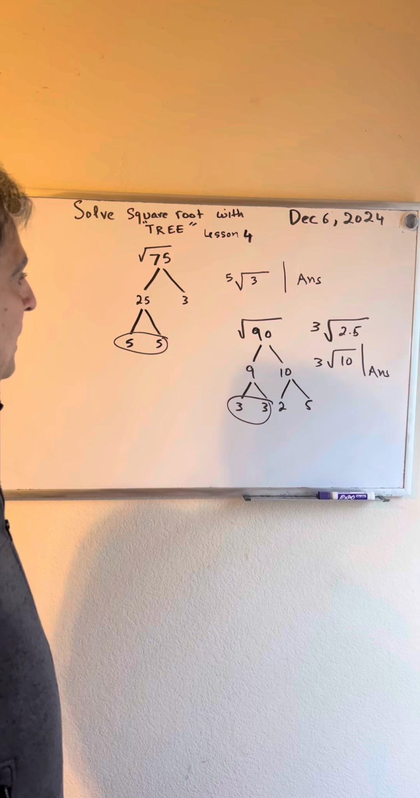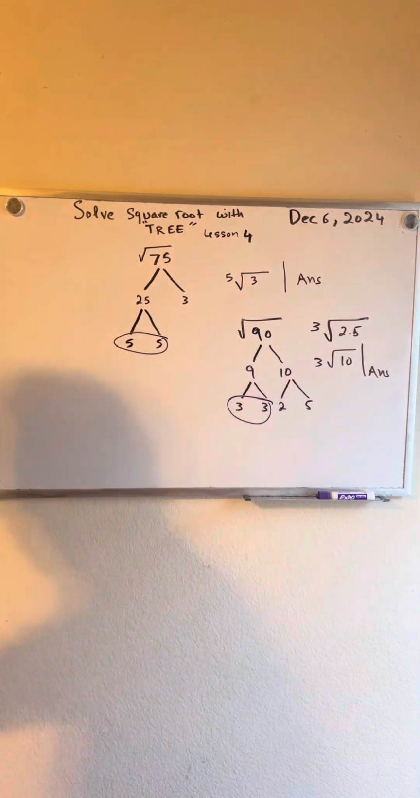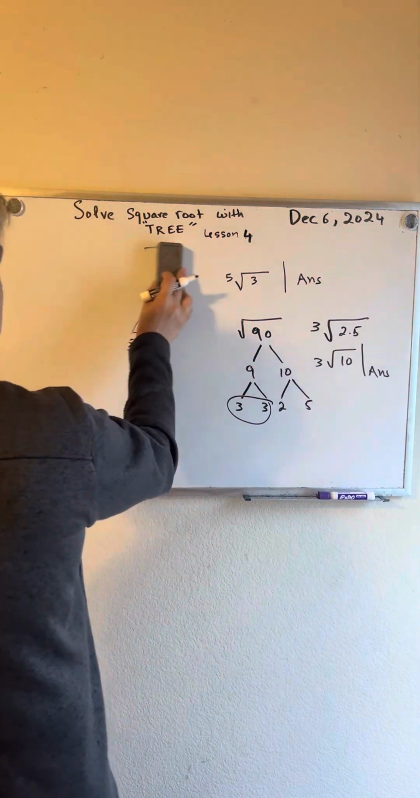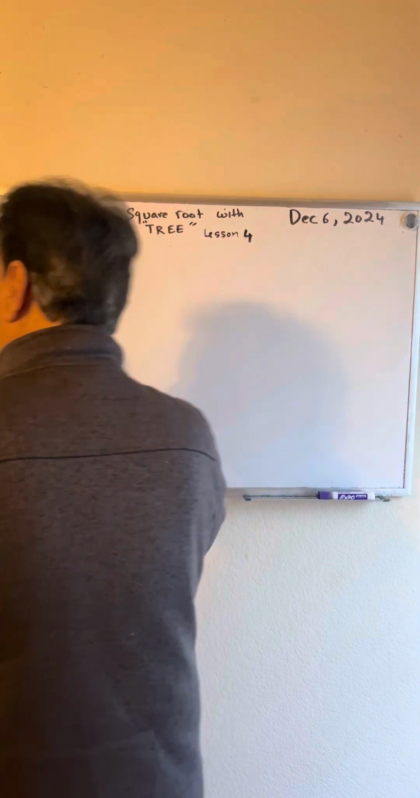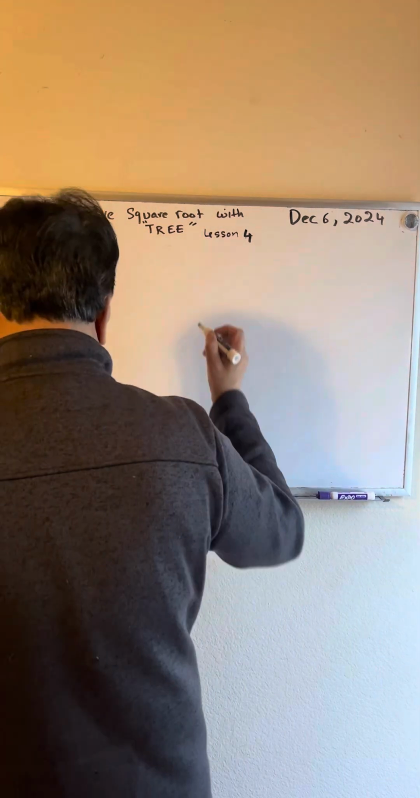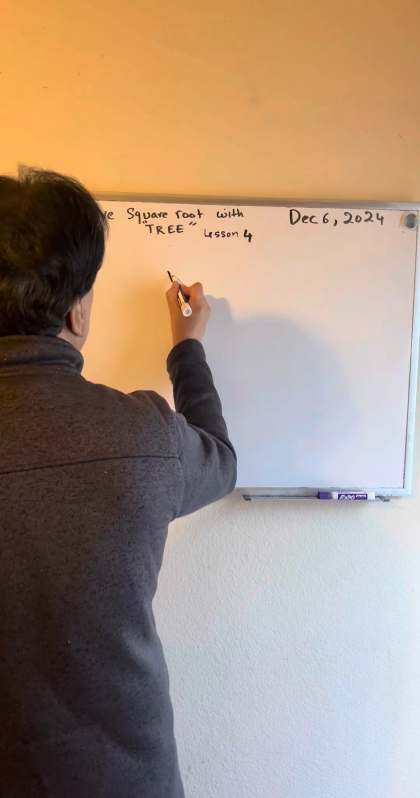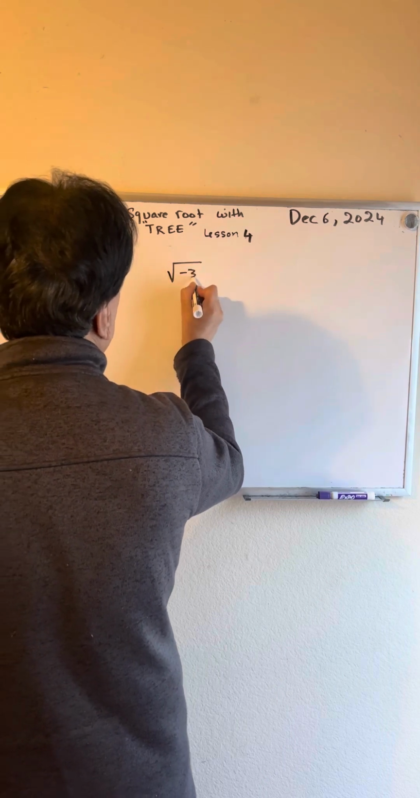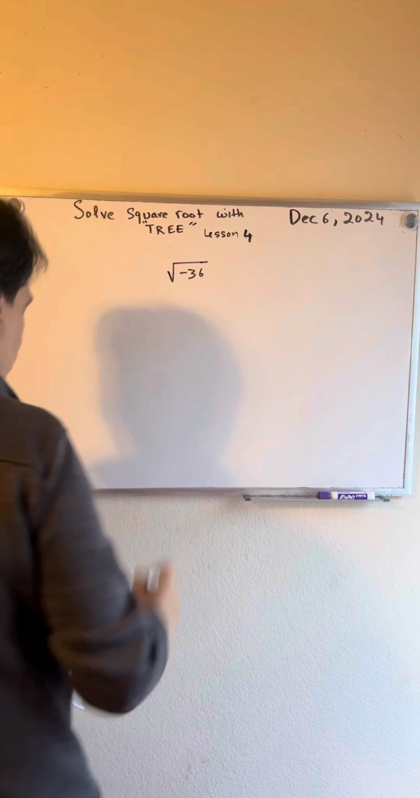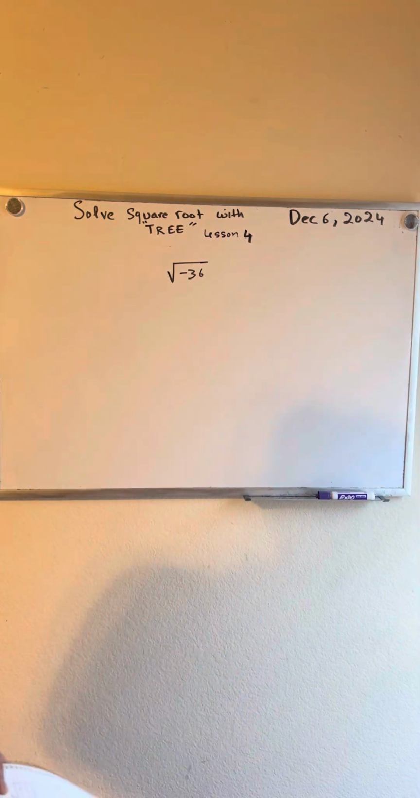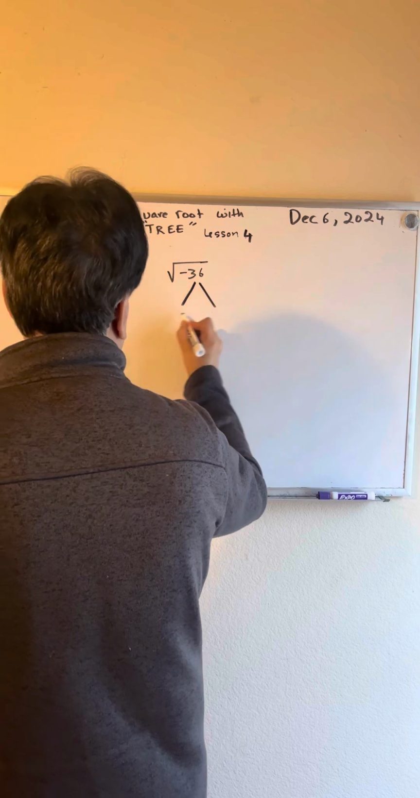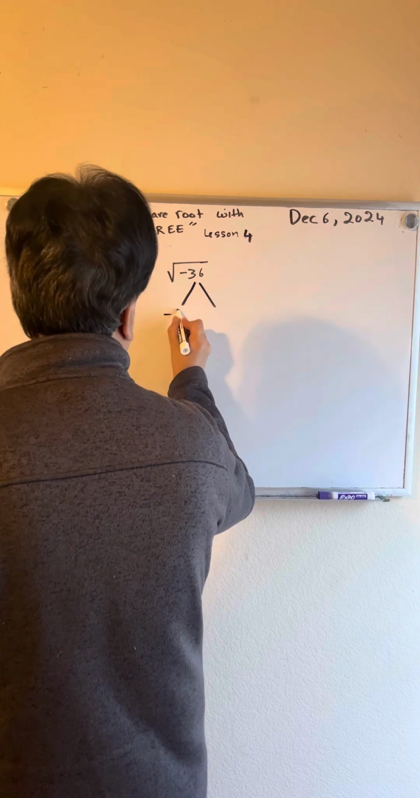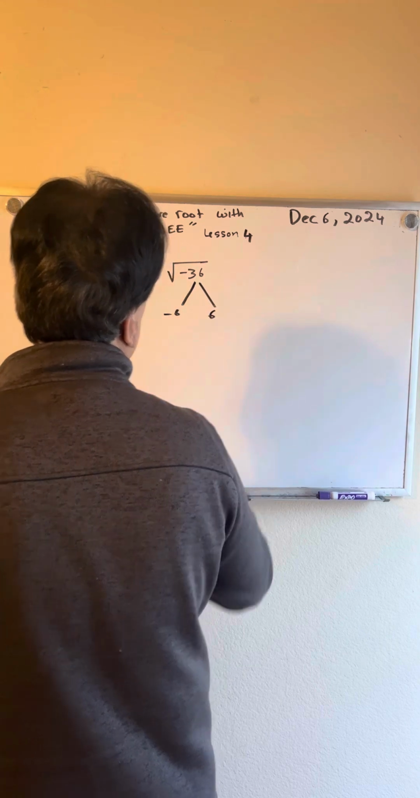So let's do one more, and then we'll be done with this, and then you can go back to doing whatever you were doing. So let's say you have negative 36. How would you find the square root of that? Well, if you build a tree, I can do minus 6 times plus 6.